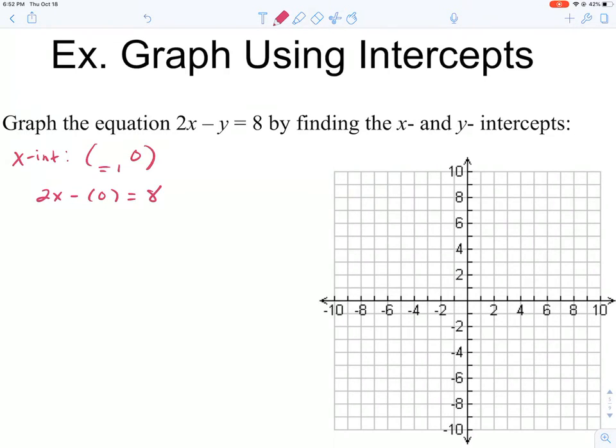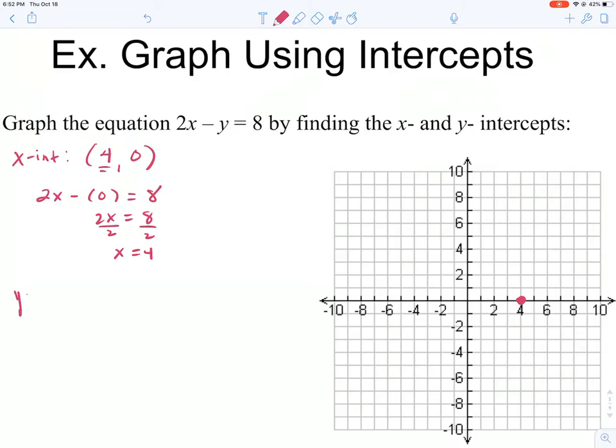And when we simplify that, we'll have 2x equals 8. If we divide by 2 on each side of the equation, then we'll have x equals 4. So we're using our equation solving skills still. So we have the point 4, 0 is our x-intercept, and we can go ahead and graph that.